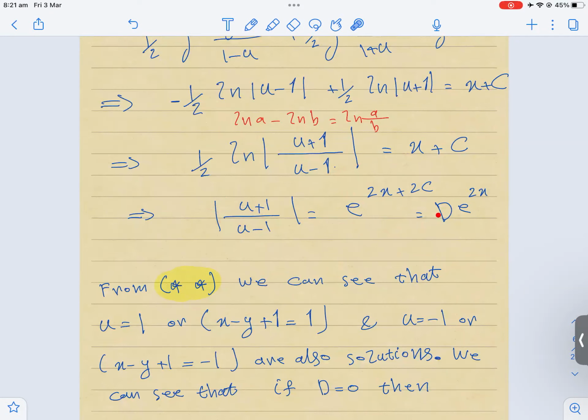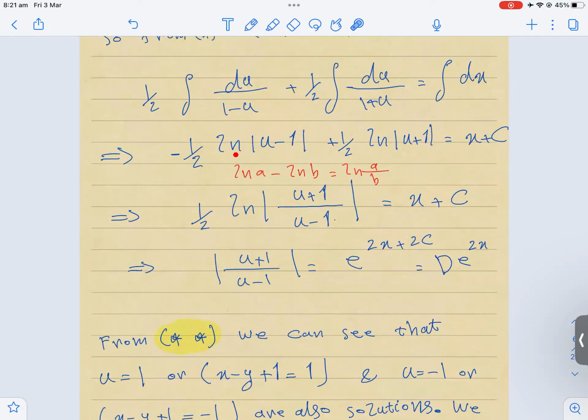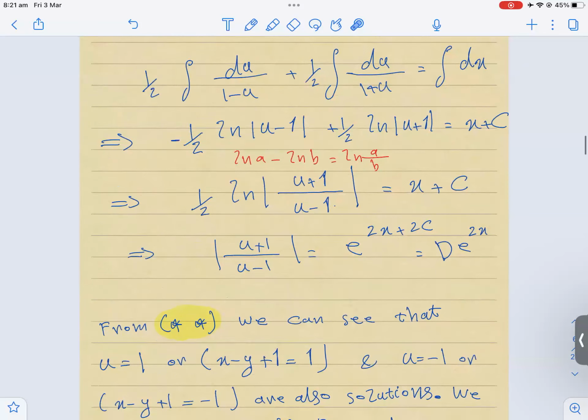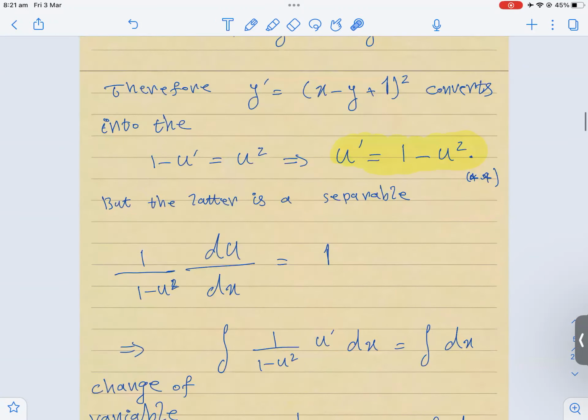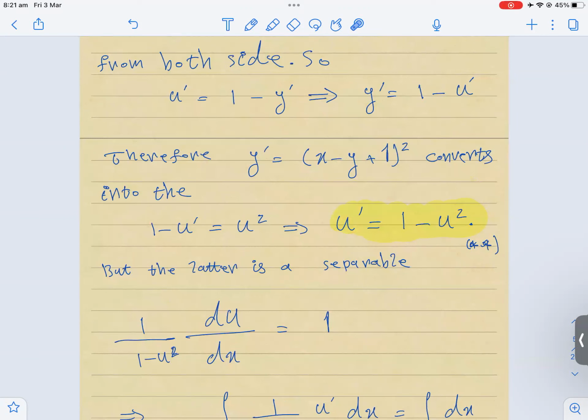by u minus 1. By the way, in your assignment, if you don't write absolute value after log, you will lose a mark, some mark, okay? Integral of, for example, this du divided by 1 plus u, it is log of absolute value, not parentheses. Okay, so from star, it means this part, u prime equals 1 minus u squared.